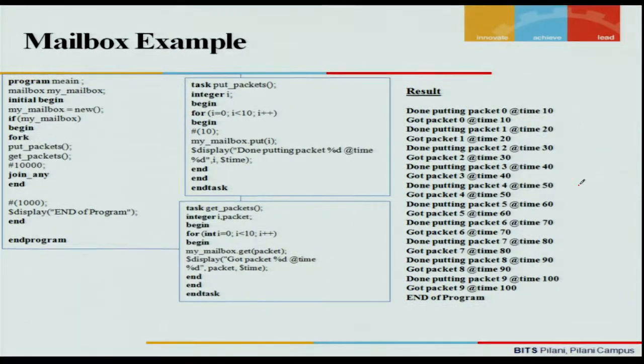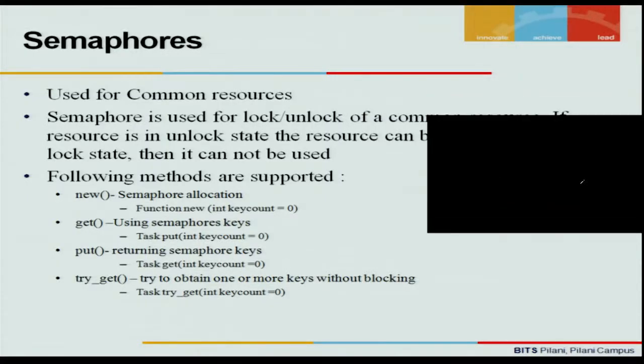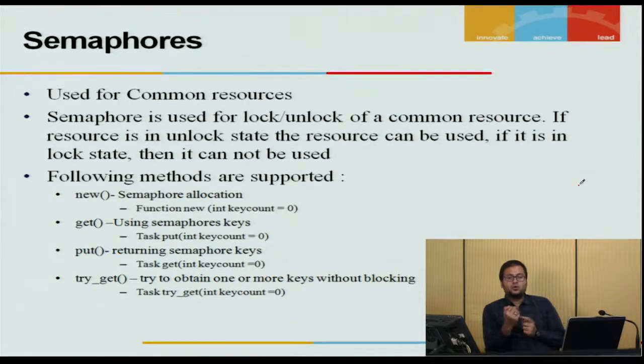So that completes our mailbox example. Let's continue with the semaphores. A semaphore is also a good way of inter-process communication. A mailbox is basically a handle for the threads to communicate with each other. Like when a particular block of process wants to share information or data with some other block, it can use a mailbox.